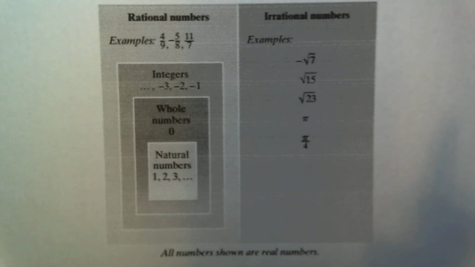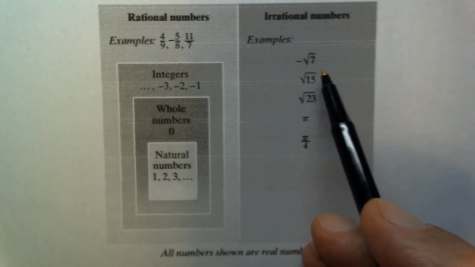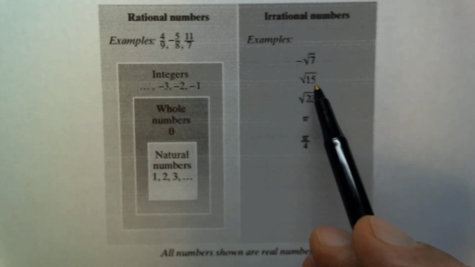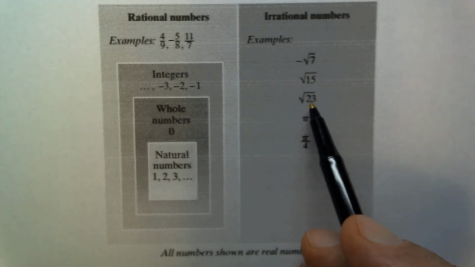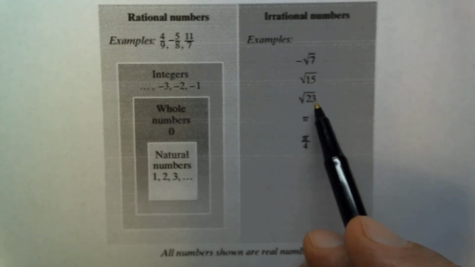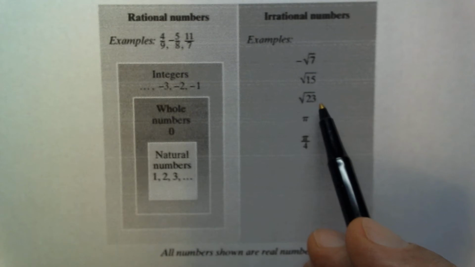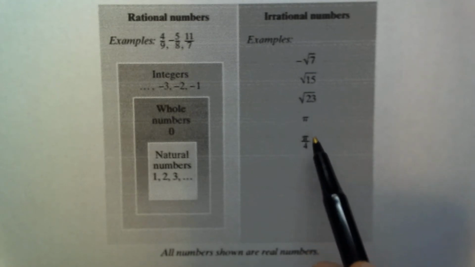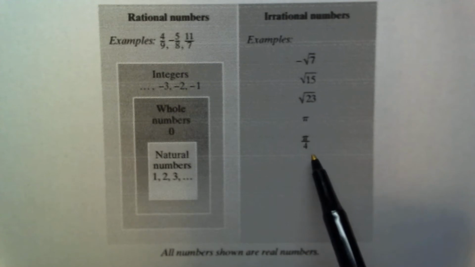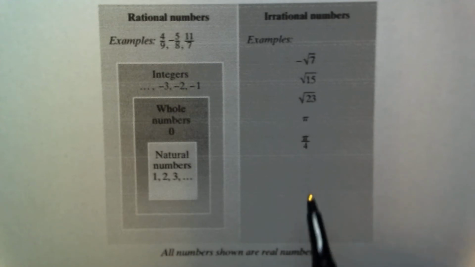And then there are the irrational numbers. Minus the square root of 7, the square root of 15, the square root of 23. Unless it's a perfect square, all square roots are irrational numbers, and a similar statement works for third roots and other roots. And then pi, the number pi, and pi divided by 4. But what they all have in common is that they're real numbers.